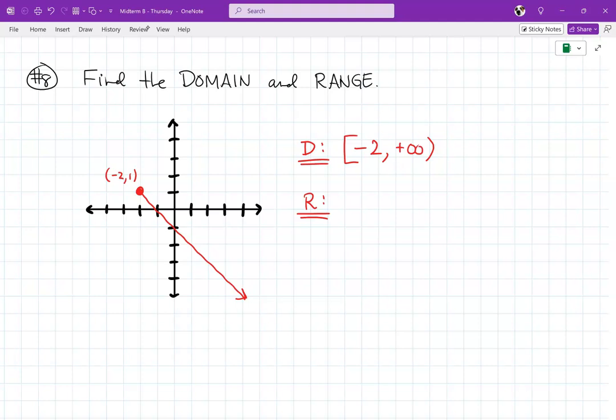And that kind of leads to my next part. How low does it go? Well, it goes down forever, right? So negative infinity. How high does it go?